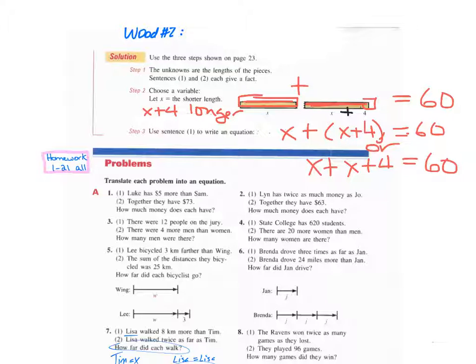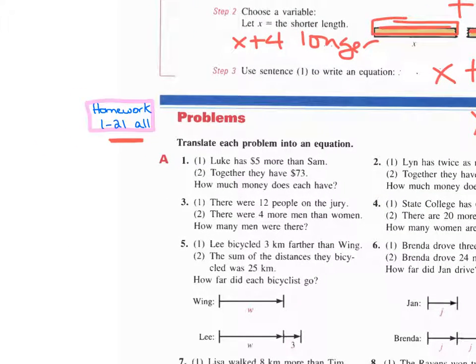Okay, now that's pretty much the homework, but let's try and do some of these together because your homework is 1 through 21 all. So let's try and do some of the odds together, and then I'm going to give you time to do the evens, and I'm also going to give you a test review. So right now I want everyone to try and do number 1. I want you to translate that problem into an equation. Okay, define your variable. So we're going to give a letter to Luke and then something else to Sam.